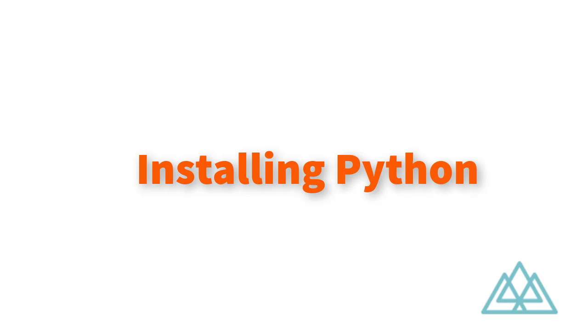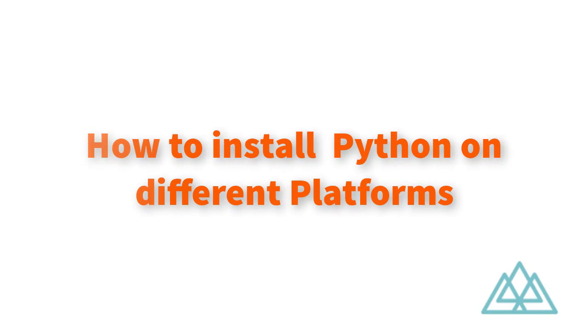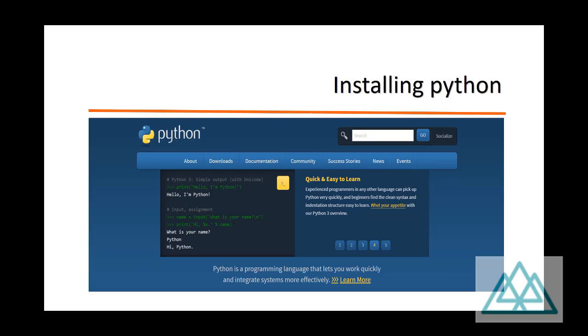Well, in previous lessons, we had talked about Python 2 or Python 3. In this lesson, we will see how to install Python on different platforms. So far, we have talked so much about Python. So the next step is to install Python, right? Installing Python is very simple.